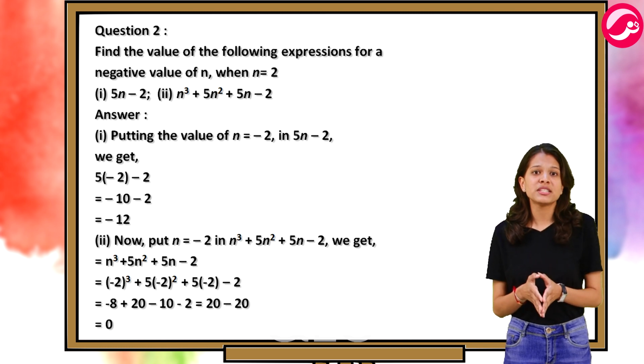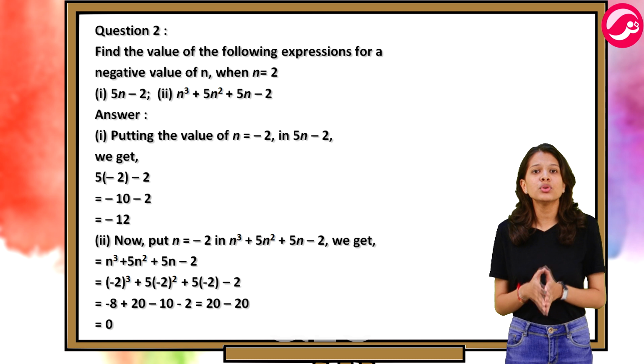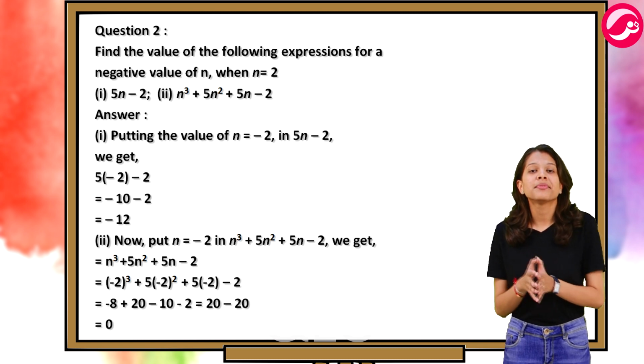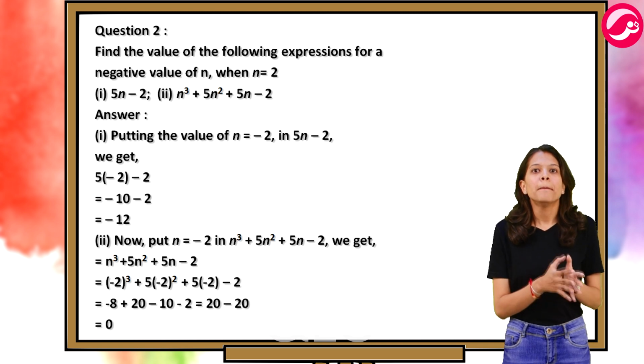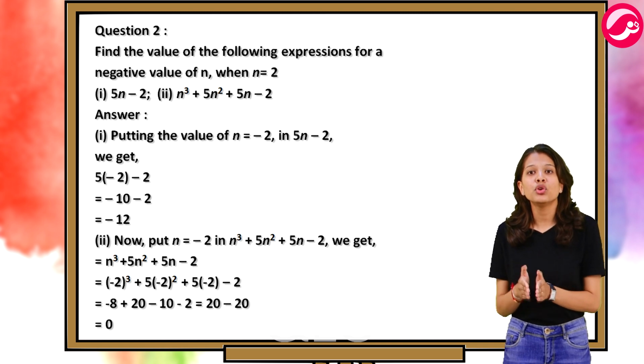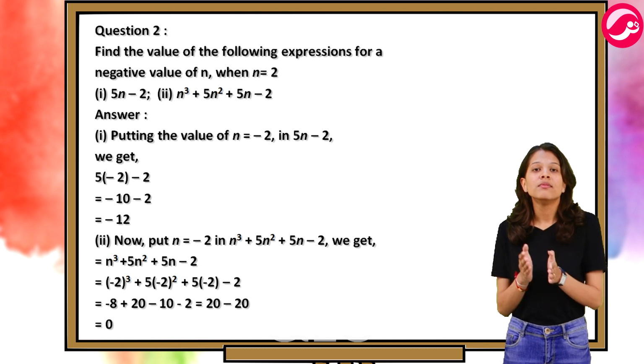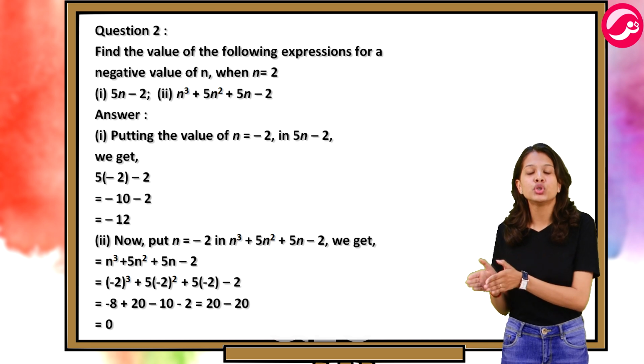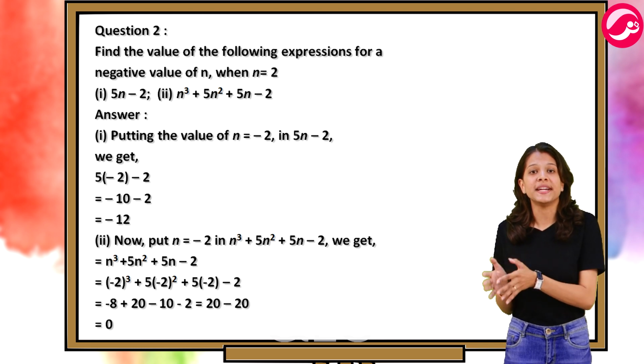Now, in the second expression, when we put n equals minus 2, we get n cube plus 5n square plus 5n minus 2, that is minus 2 whole cube plus 5 into minus 2 whole square plus 5 into minus 2 minus 2, which gives us minus 8 plus 20 minus 10 minus 2, which gives us 20 minus 20, that is 0.